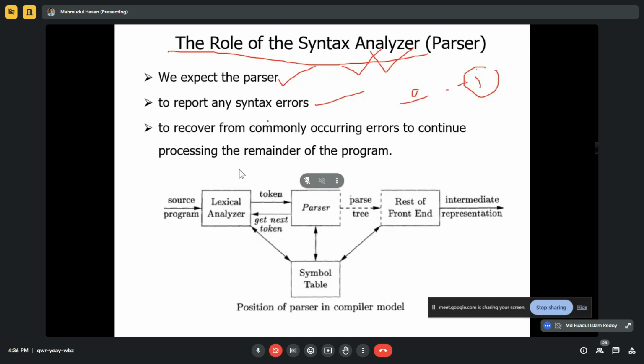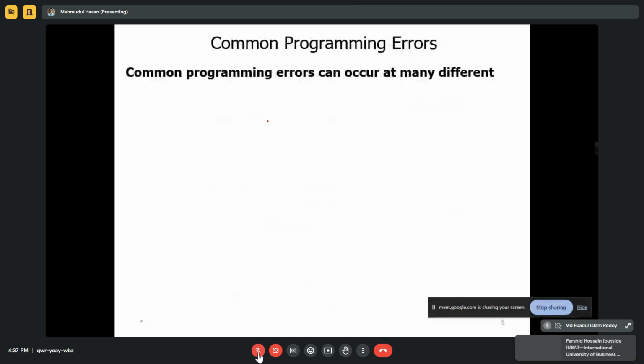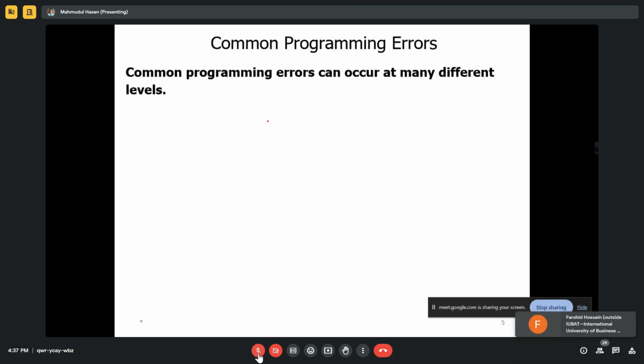Yes, syntax error. Okay, and there are different types of error available in a compiler. Actually, each phase of the compiler is responsible for error detection.